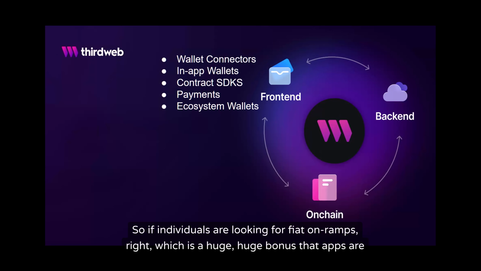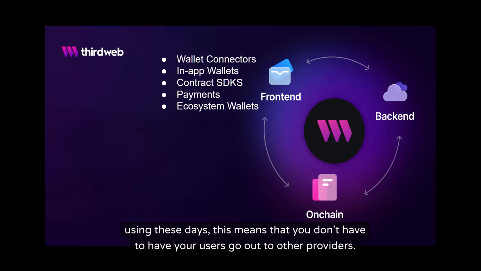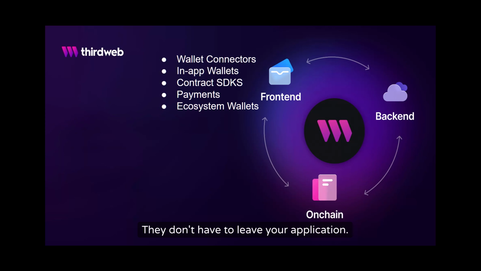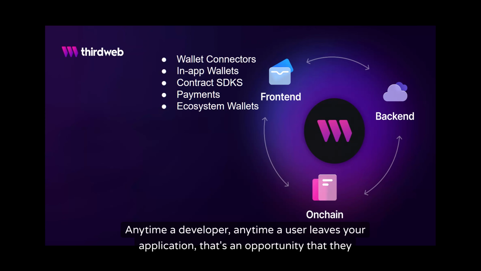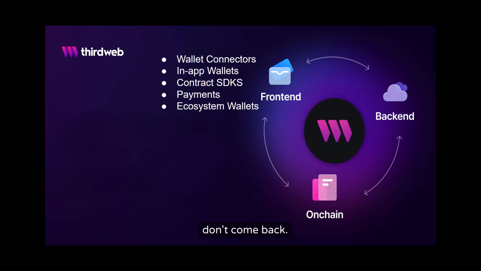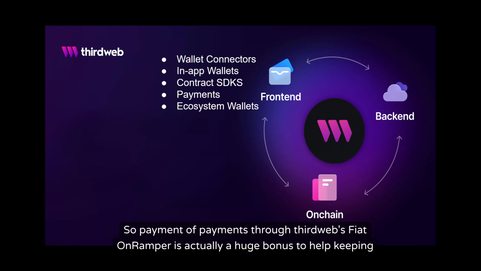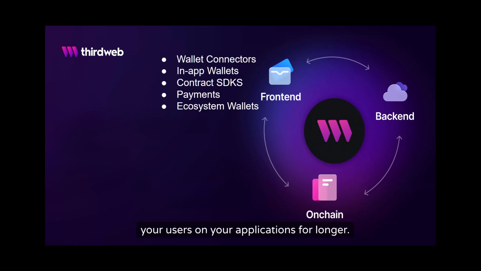We have payments. So if individuals are looking for fiat on ramps, which is a huge bonus that apps are using these days, this means that you don't have to have your users go out to other providers. They don't have to leave your application. They can stay within your ecosystem for a longer period of time, which means that you're actually building better applications. Anytime a user leaves your application, that's an opportunity that they don't come back. So payments through Thirdweb's fiat on ramp is a huge bonus to help keep your users on your application for longer. Then we have things like ecosystem wallets.